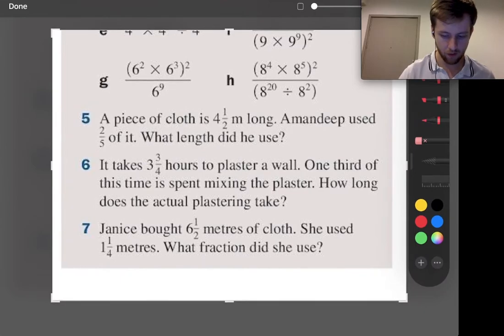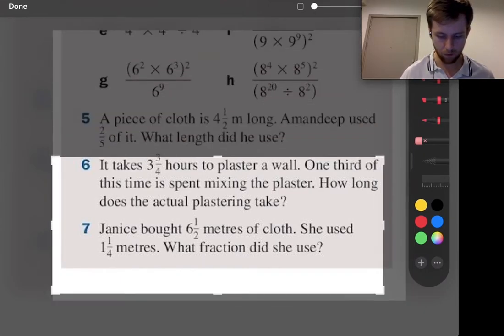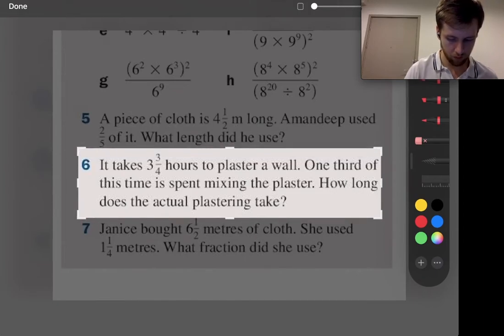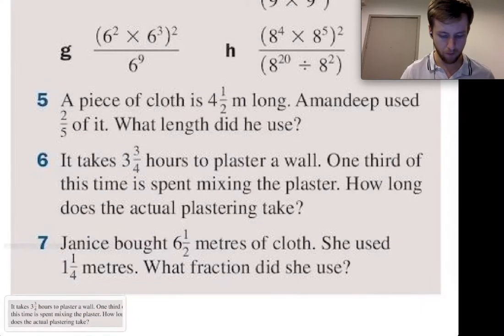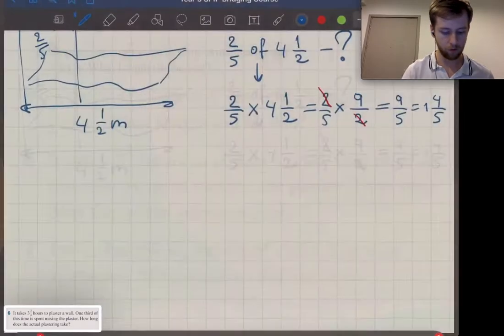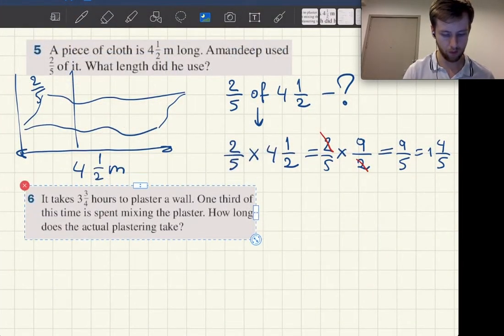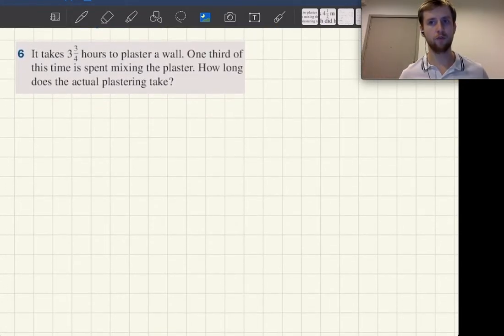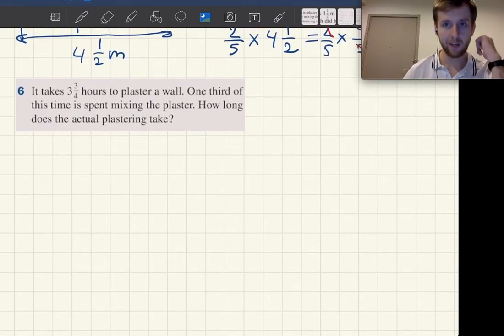It takes 3 3/4 of an hour to plaster a wall. Okay, let me paste it first, and I will read it then. It takes 3 3/4 of an hour to plaster a wall. 1/3 of this time is spent mixing the plaster. How long does the actual plastering take? Okay, let's do it.